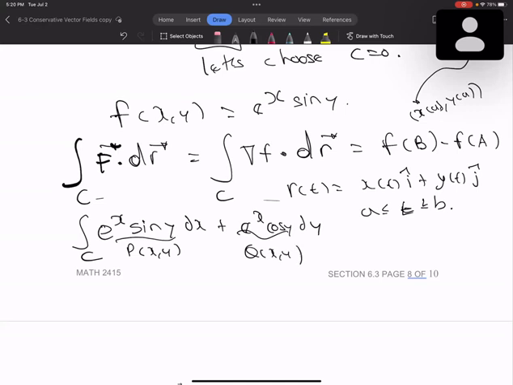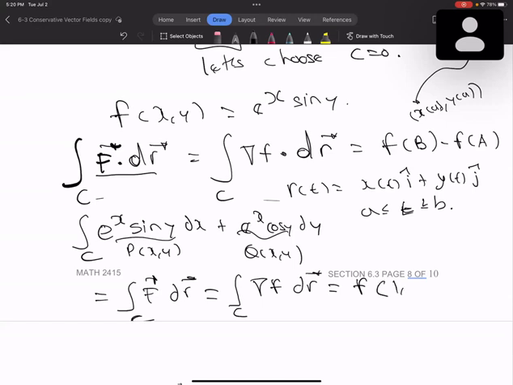This is the same as this one over here, the integral of f dr. But the one we're going to do is this one. This equals the integral over the curve of the gradient of f dr. And then all I need to do is evaluate f at the point (1, pi/2) minus f of (0, 0). Don't you love it?